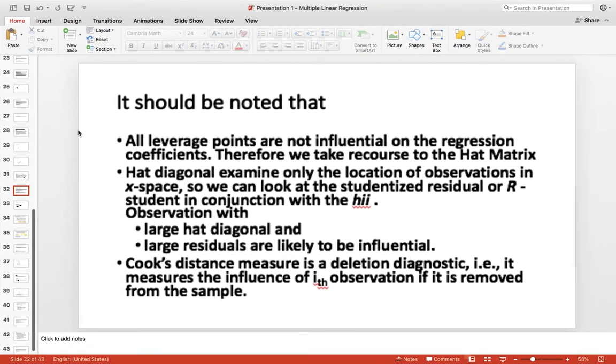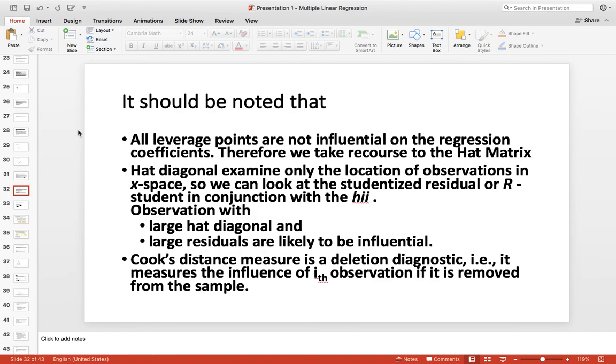Now here it says all leverage points are not influential. Both the leverage points that we found were influential, as they made a significant difference in the leverage score. Therefore, we take recourse to the hat matrix. The hat diagonal examines only the location of the observation in the X space. So it tells you in which row the error in X is available. So we can now look at the studentized residuals or the R-student in conjunction with the HII.